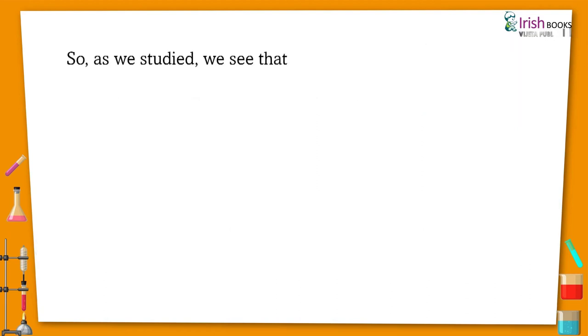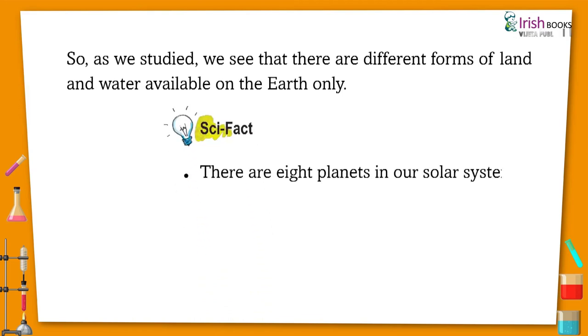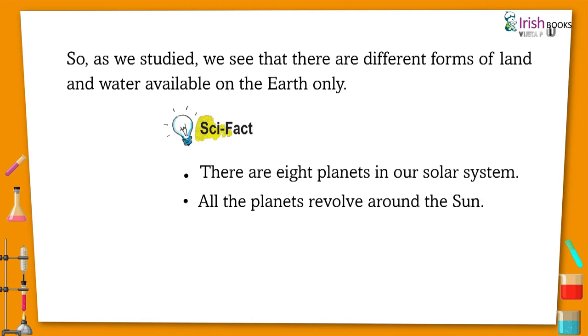So, as we studied, we see that there are different forms of land and water available on Earth only. There are 8 planets in our solar system. All the planets revolve around the sun.